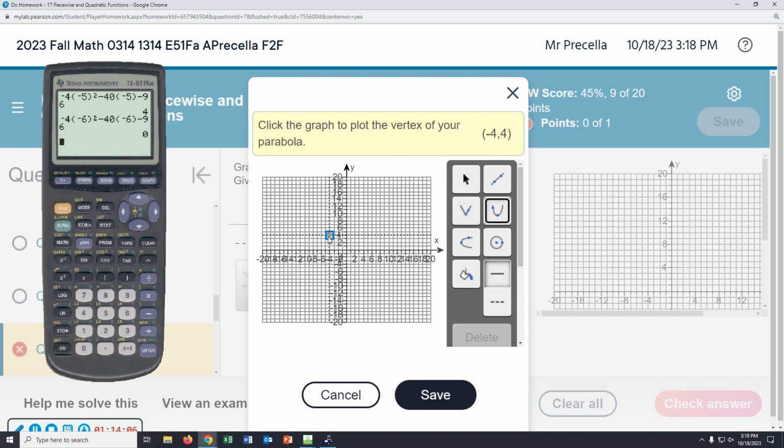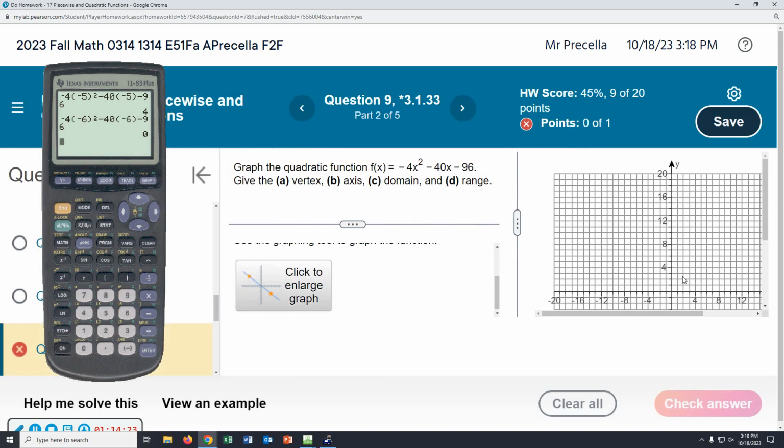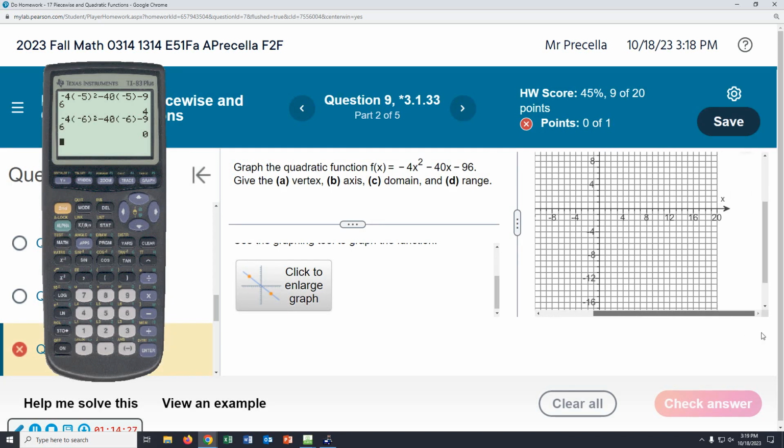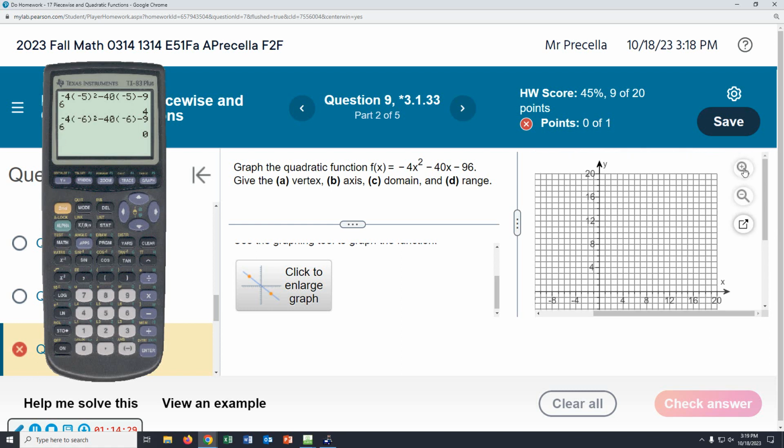Negative 5, 4. Just be looking right up. Okay, negative 5. There's got to be a better way to make this bigger. Let me see. If I come over here. Maybe, yeah. Let's just try it like this.